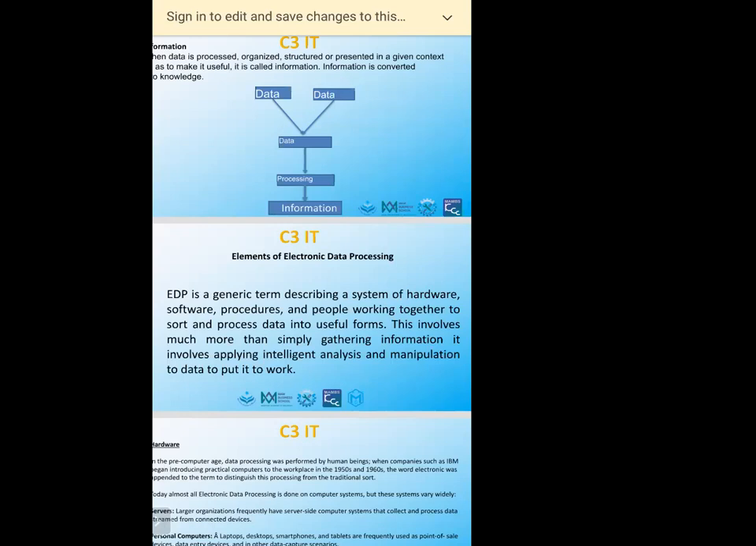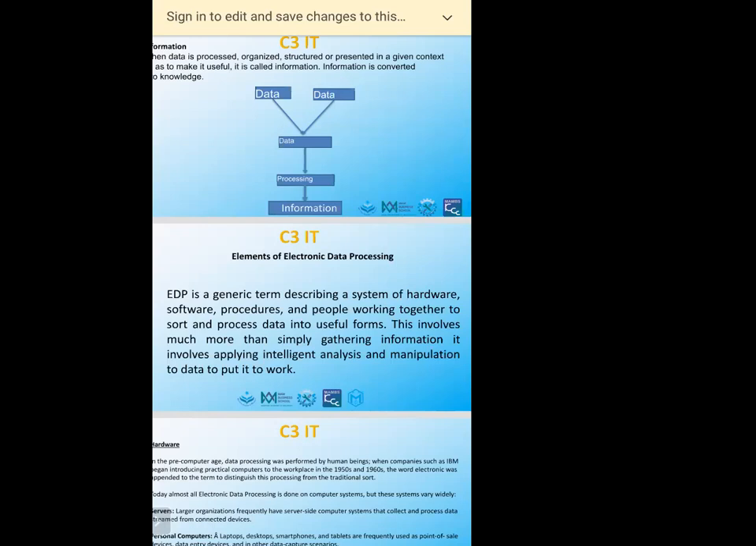That means the EDP covers the entire part of all your hardware, all the software, procedures, and people. So from that you can simply gather the information, and you can manipulate the data in a very fast way. Manipulate means like calculations, like using the data in a very useful way. That is called which one?